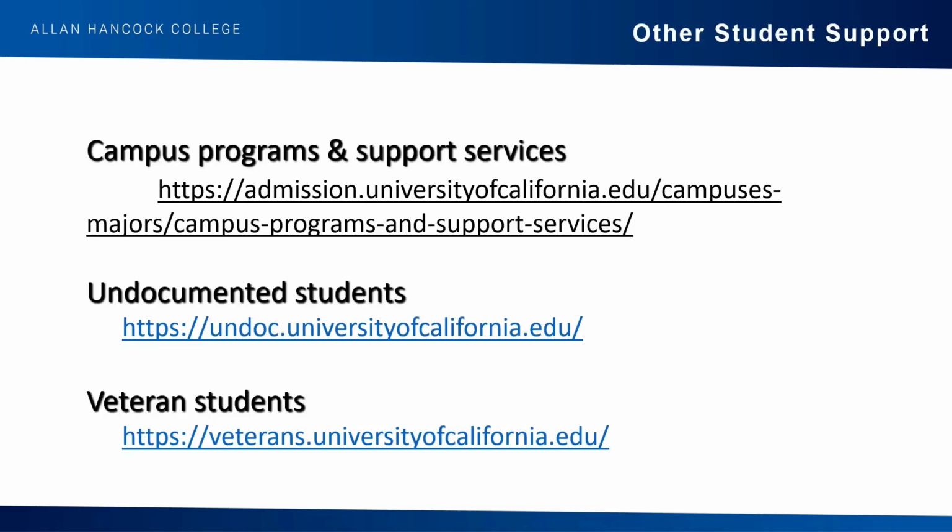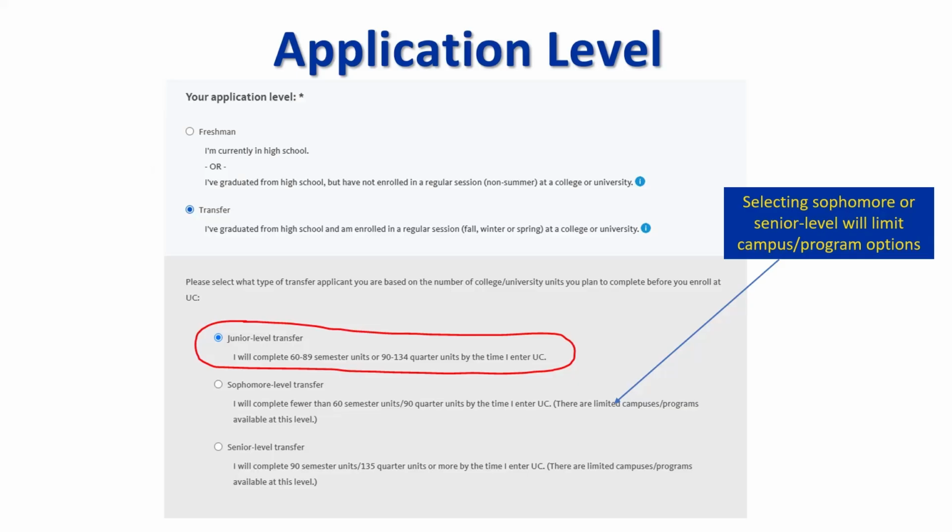There are a couple of other links that we would recommend. If you're a veteran, we definitely want you to take advantage of all the support available at the Veterans University of California page. There's also a similar webpage with tons of information and support for undocumented students. There's also a centralized page that enumerates programs and support services for any student. All you've got to do is Google UC programs and support services, and you'll find this long link in your search.